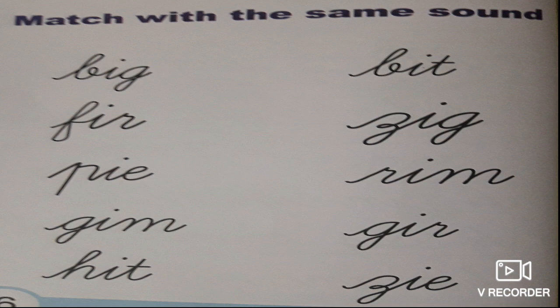The second word. The next one, fur. What is here? Girl. Fur, girl. The third one. Pie. Look at here, the last word. Zai. You are going to match that one. The fourth one. Gim. Look at here, the third word. Grim. Gim and rim. The last one, heat. Look at here, the first one, bit. You're going to match big, zig, fur, girl, pie, zai, gim, rim, hit, bit.